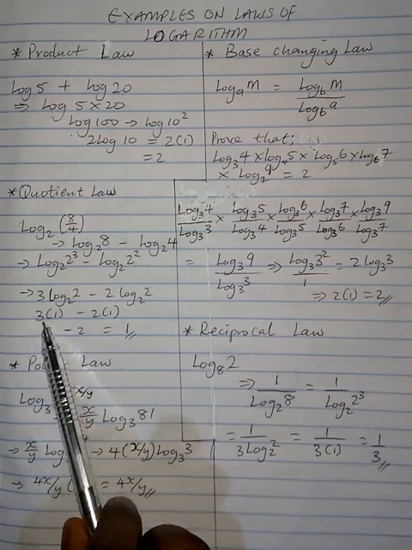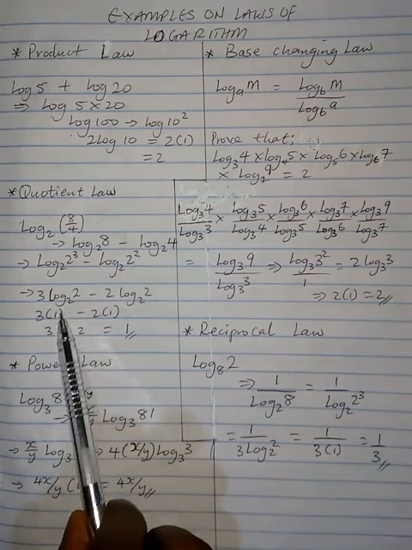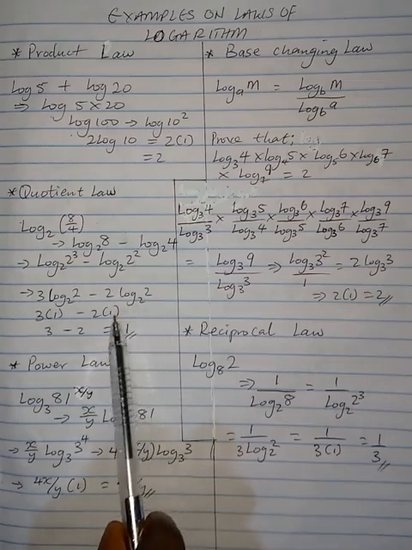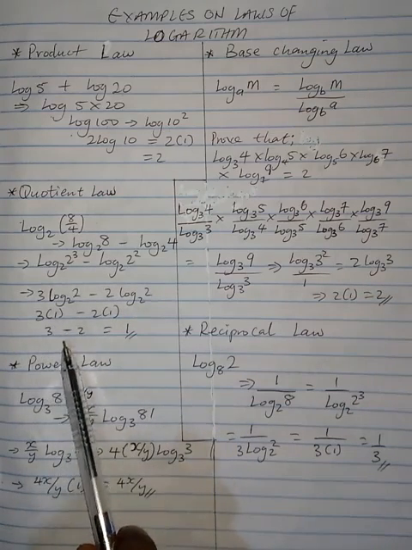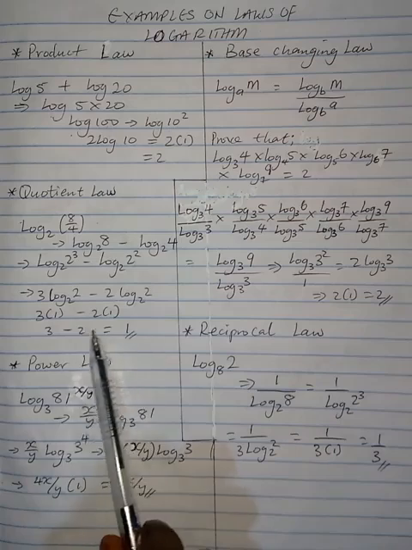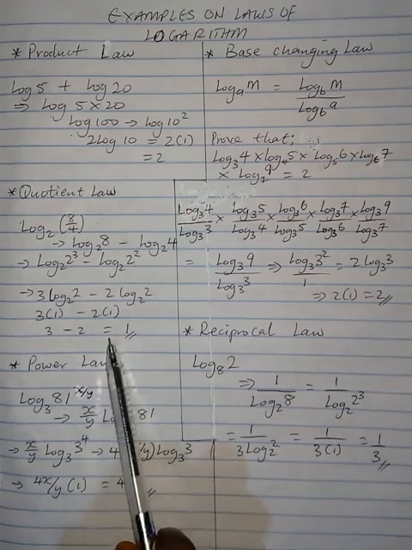Now we have logarithm of a number to its own base is equal to 1. Logarithm of a number to its own base is equal to 1. So 3 times 1 is 3. 2 times 1 is equal to 2. Now 3 minus 2 is equal to 1.